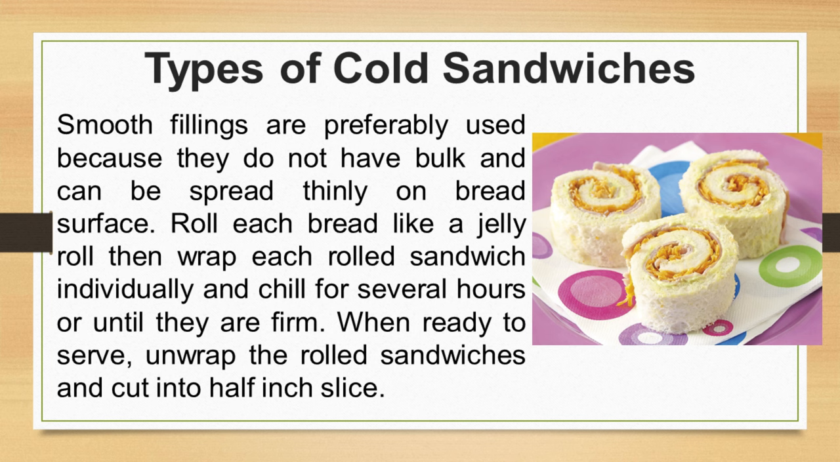Smooth fillings are preferably used because they do not have bulk and can be spread thinly on the bread surface. Roll each bread like a jelly roll, then wrap each rolled sandwich individually and chill for several hours or until they are firm. When ready to serve, unwrap the rolled sandwiches and cut into half-inch slices.